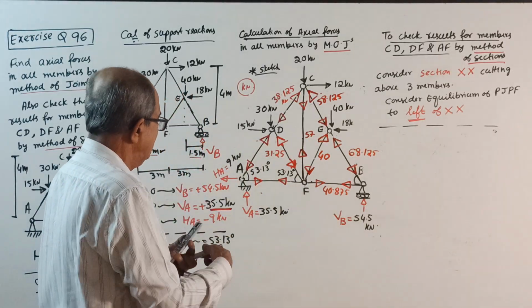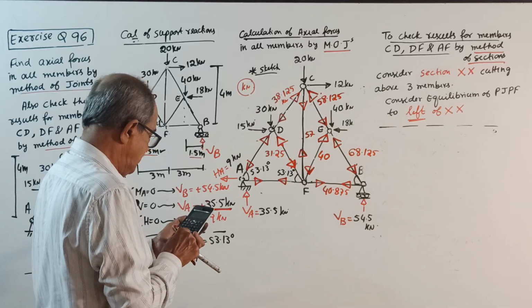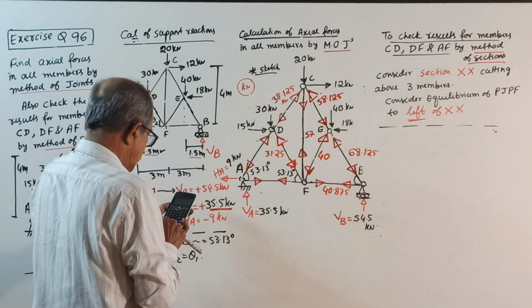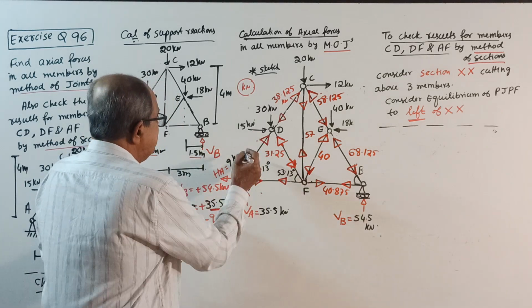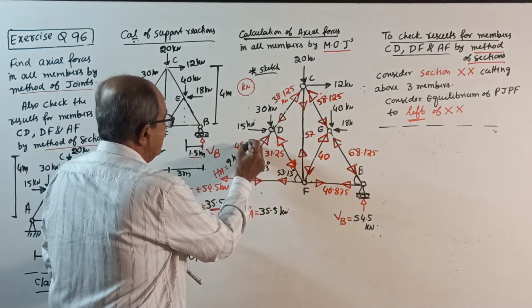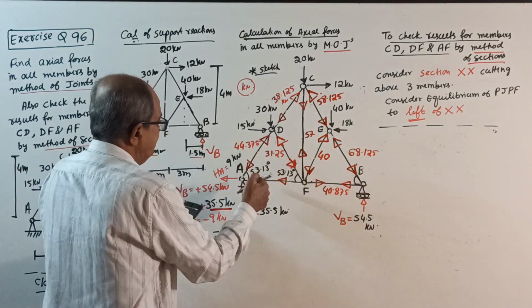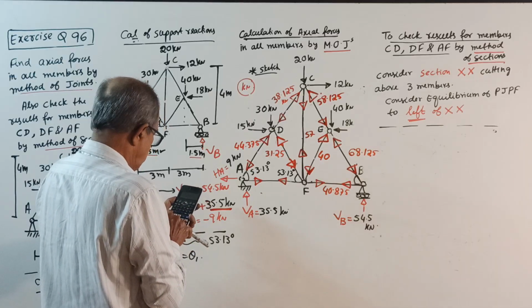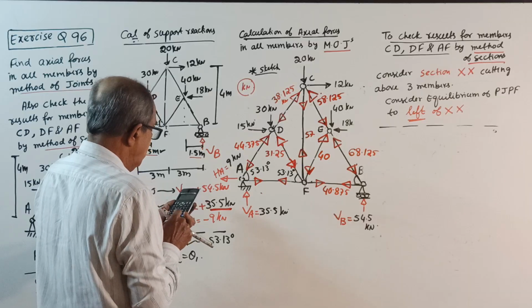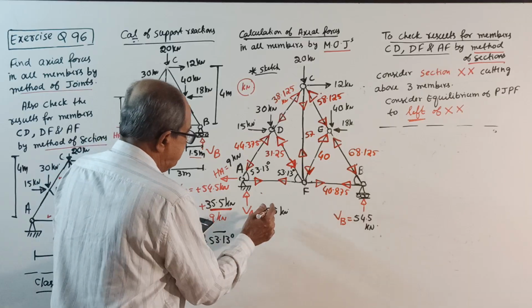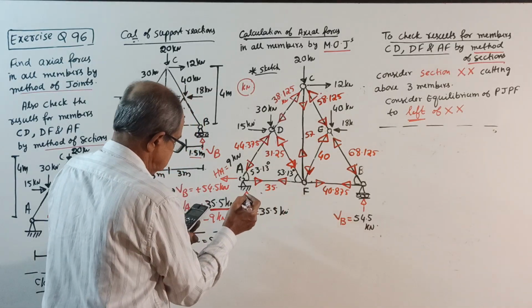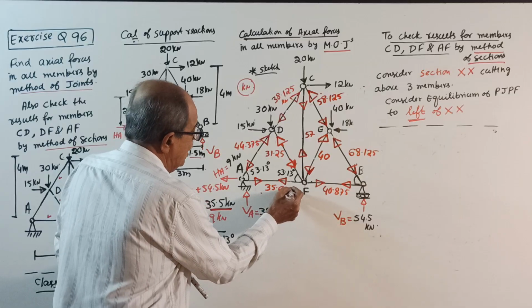I'll check it once again. No problem. 35.5 divided by 0.8 is 44.375. Then 44.375 into 0.8, and 44.375 into 0.6 plus another 9, gives 35.625. Okay, now I will do one thing.